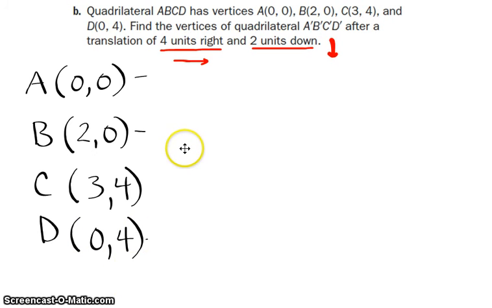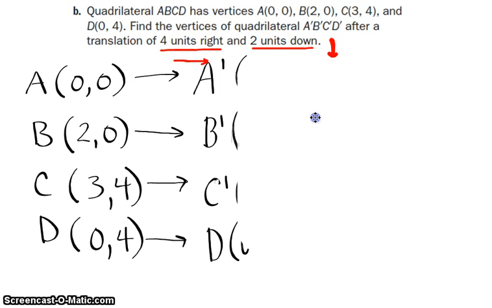The next thing we're going to do is take those and do what we need to do with our translation. Okay? For example, let's take a look. Here are my A prime, B prime, C prime, and D prime.